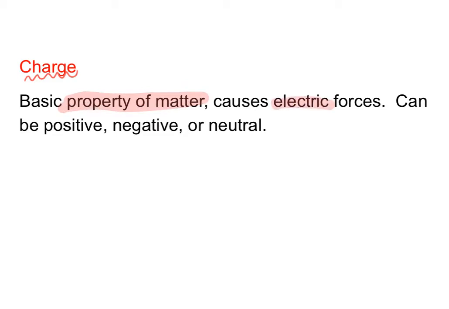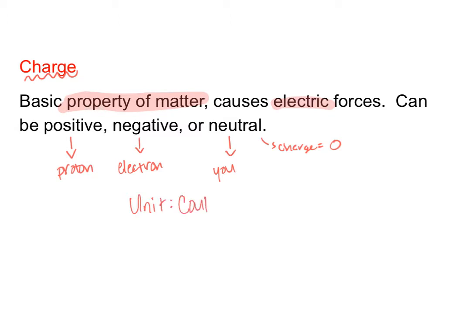Now your charge can be positive. An example of a positive charge is a proton. It can be negative, for example, an electron. Or an object can be neutrally charged, for example, you. And if an object is neutrally charged, we'll say that its charge is 0. The units we're going to use to measure charge is the coulomb, which we represent with a capital C.